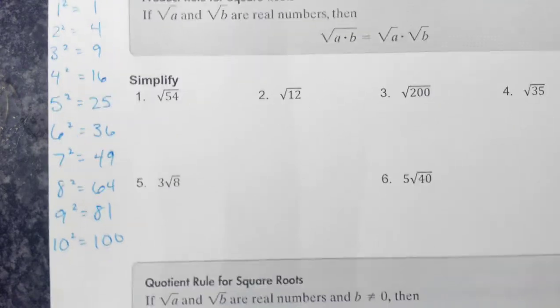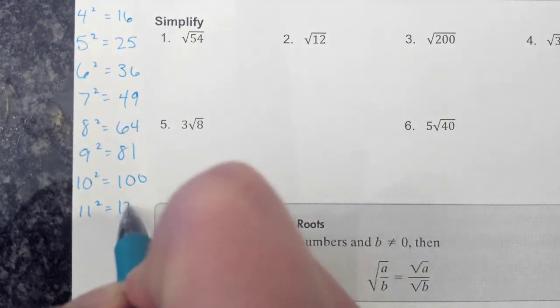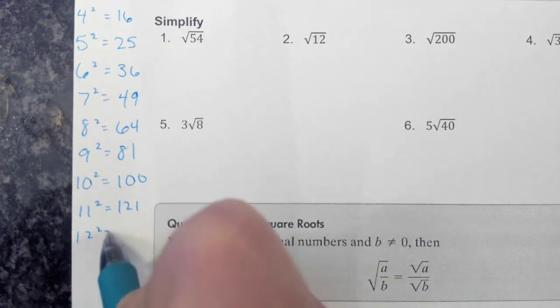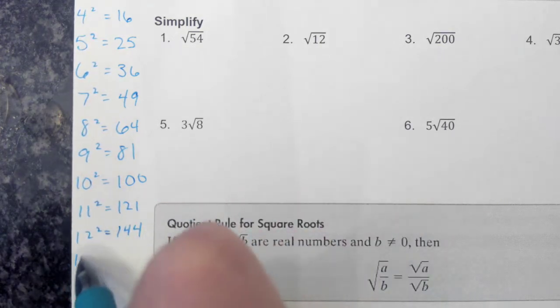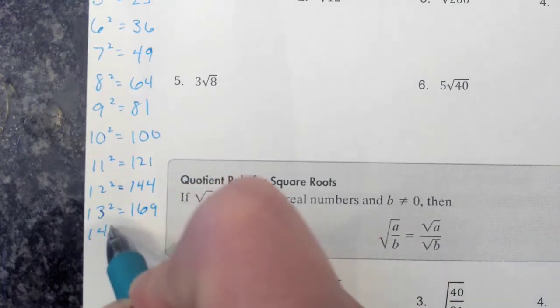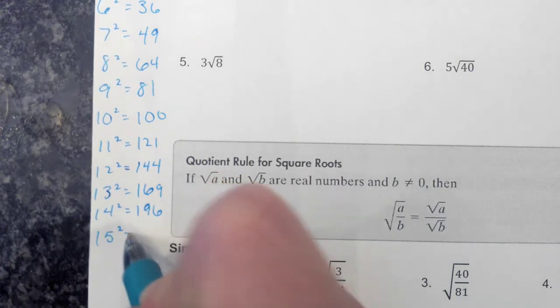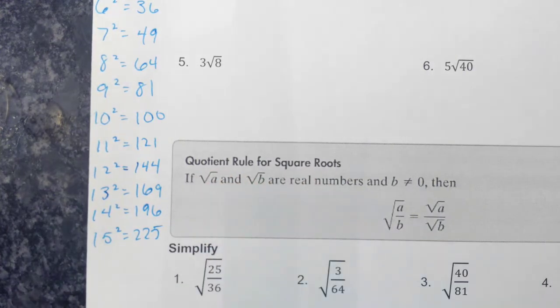Let's go to 15. If you know up to 15, you're doing pretty good. 11 squared is 121. 12 squared is 144. 13 squared is 169. 14 squared is 196. And 15 squared is 225. So if you know all of those, simplifying radicals is very quick work.